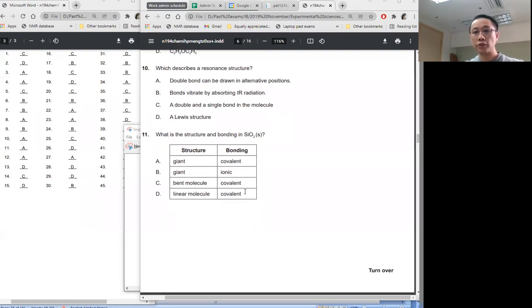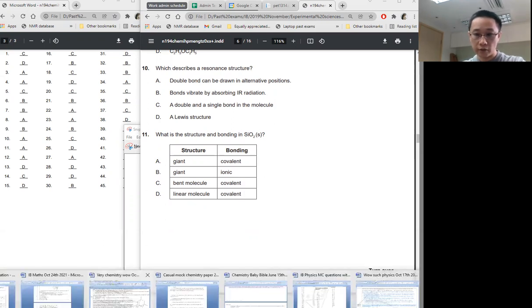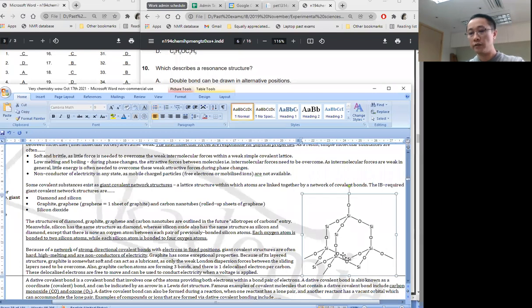Question 11 is about the structure and bonding in silicon dioxide. You are just meant to recognize that silicon dioxide exists as a giant covalent structure, hence the answer is A. And what does the structure look like? Well, it turns out silicon dioxide has a structure similar to diamond, in which silicon forms 4 bonds and oxygen forms 2 bonds.